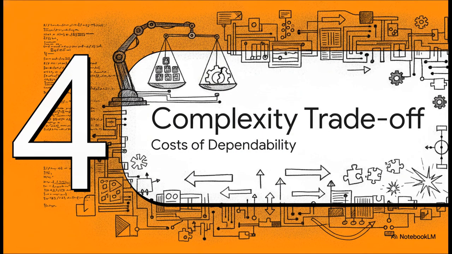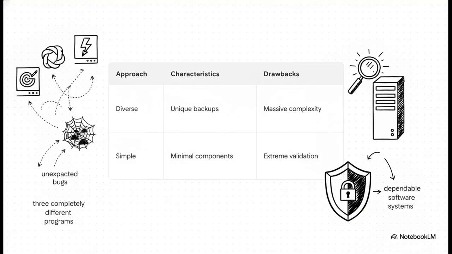Which brings us to Section 4, the Complexity Trade-off. Here is where it gets tricky. Implementing all these safety mechanisms introduces a massive complication, because in software engineering, nothing comes for free. Adding diverse backups means writing a lot more code and adding complex switching logic. Imagine having to write 3 completely different programs to do the exact same job just in case one fails.